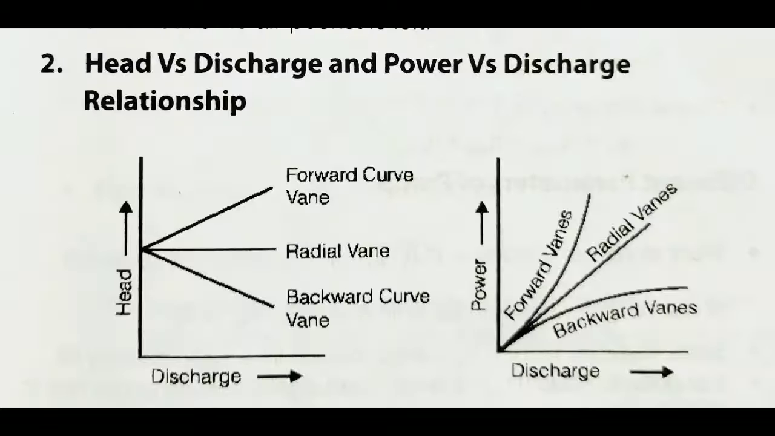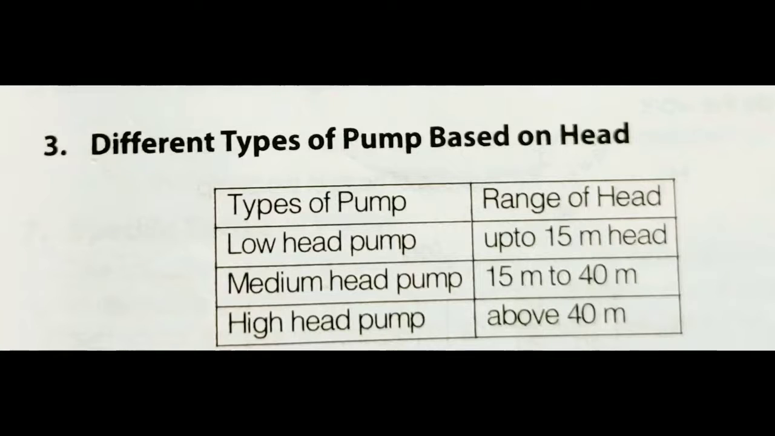Next is the head vs discharge and power vs discharge relationship. See these two graphs. One is head vs discharge, the second one is power vs discharge. Different types of pumps based on head: if the pump head range is up to 15 meter, that is a low head pump. If the pump head is between 15 meter to 40 meter, that is a medium head pump. If the pump head is above 40 meter, that is known as a high head pump.